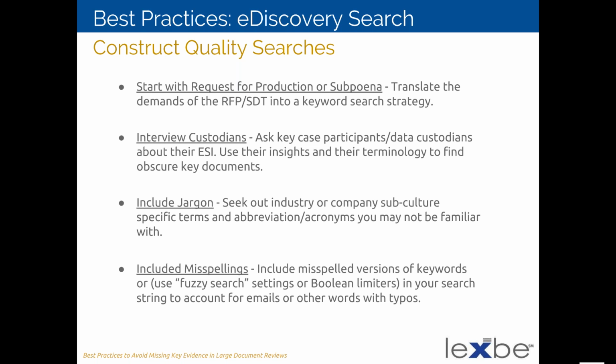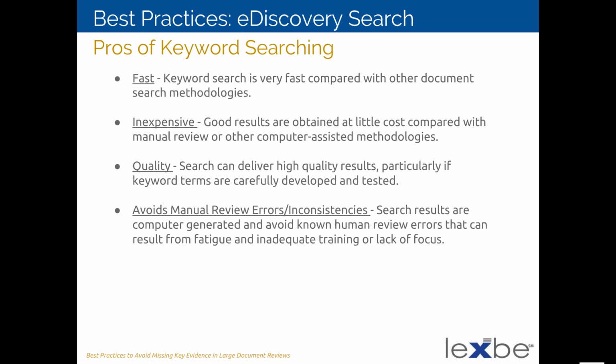So the pros of keyword searching is, first, that it's fast. When you type in a keyword into your review platform, you're going to find that, especially compared to the old school method of a binder with sticky notes and highlighters, this is way faster than that, but it's much faster than even the linear document review inside of your review platform. You're getting right to the documents that you need to see without having to look through everything.